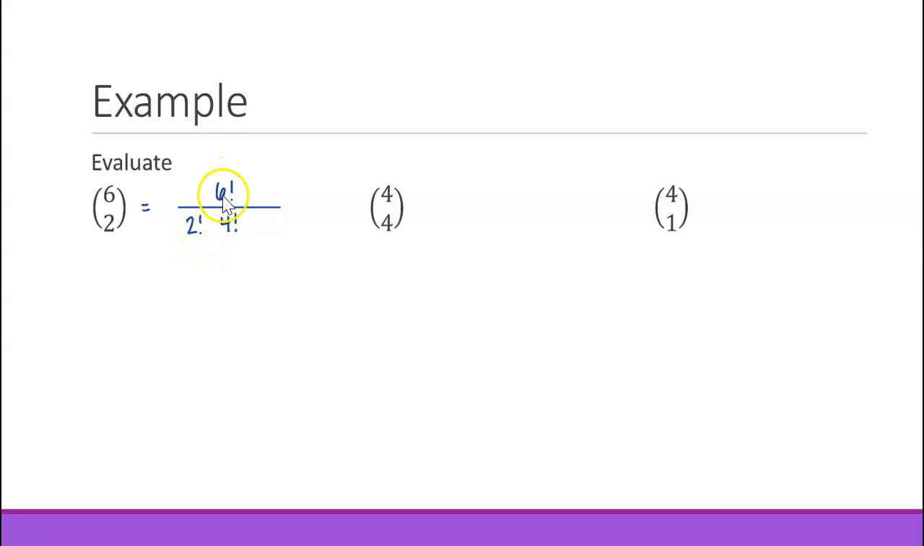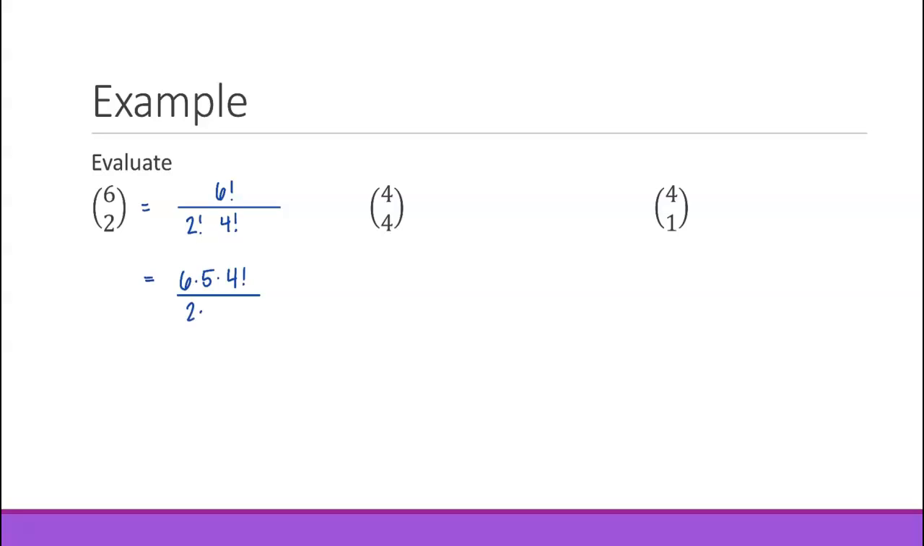So let's remember how factorials work. 6 factorial is 6 times 5 times 4 times 3 times 2 times 1. Now I'm going to choose to just stop at 4 factorial because that's 4 times 3 times 2 times 1. And I can see there's a 4 factorial in the denominator. So I'm going to leave the top as 6 times 5 times 4 factorial.